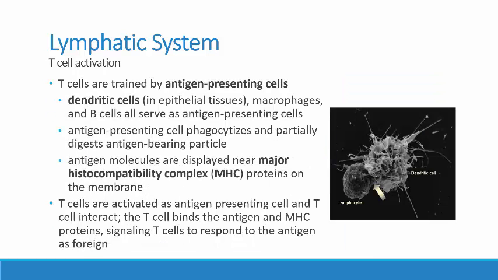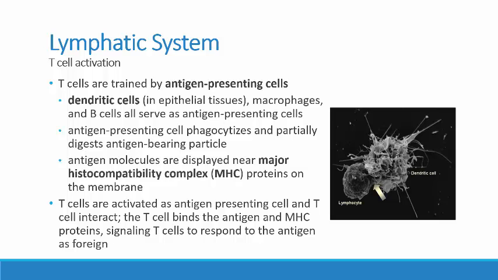The T cells are activated or trained to recognize specific antigens by a kind of cell that's referred to as an antigen-presenting cell. And there are several different kinds of cells that can act as antigen-presenting cells. Dendritic cells are cells that are found in epithelial tissues. Macrophages can act as antigen-presenting cells. And B cells can also serve as antigen-presenting cells.